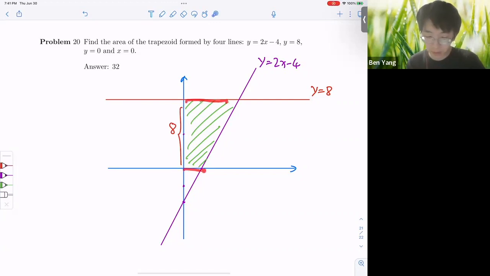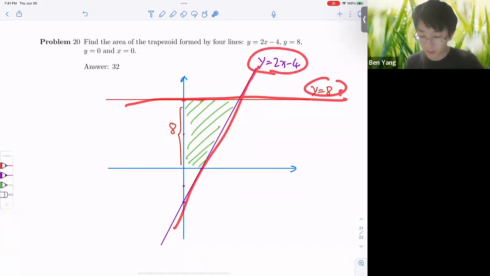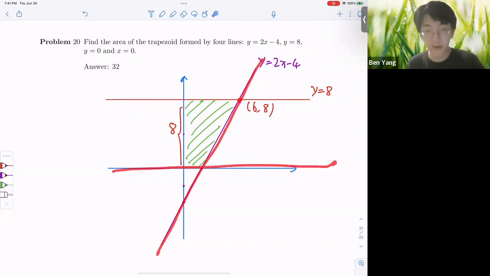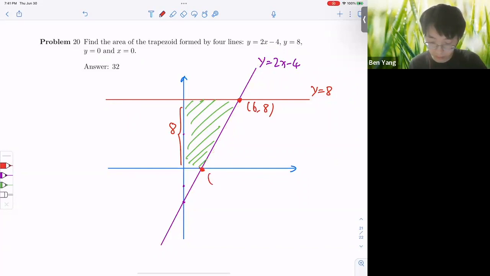Then we need the two bases here. That's again like solving equations. So if you look at the base on top, it's like solving those two equations at the same time. So y is equal to 8 and x is equal to 6. So the intersection here is (6, 8). And similarly, here y is equal to 0 and x is equal to 2. So (2, 0).